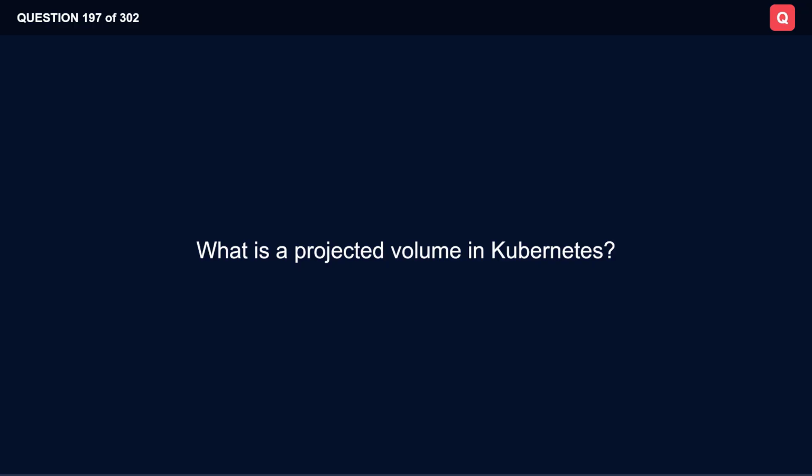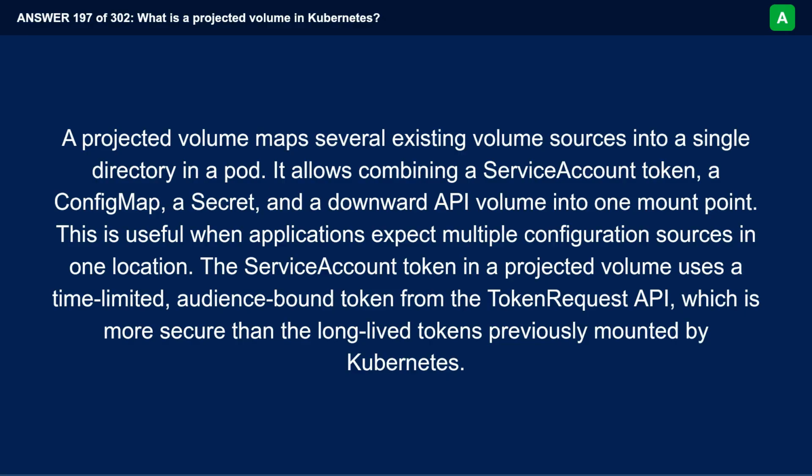What is a projected volume in Kubernetes? A projected volume maps several existing volume sources into a single directory in a pod. It allows combining a service account token, a config map, a secret, and a downward API volume into one mount point. This is useful when applications expect multiple configuration sources in one location. The service account token in a projected volume uses a time-limited, audience-bound token from the token request API, which is more secure than the long-lived tokens previously mounted by Kubernetes.